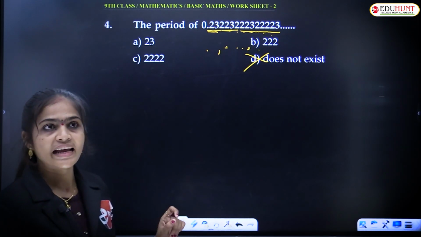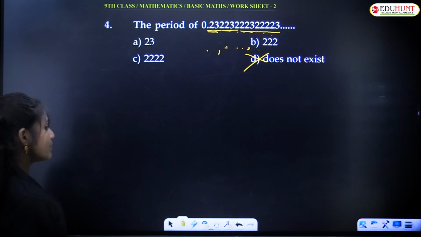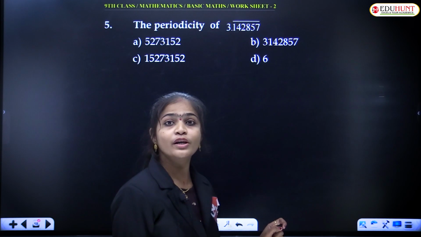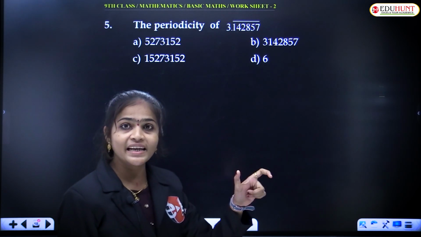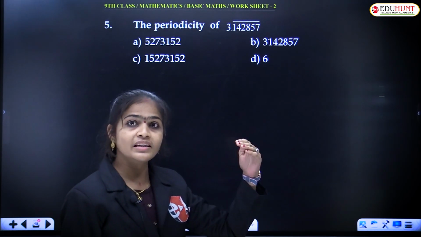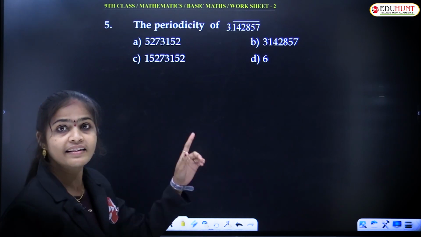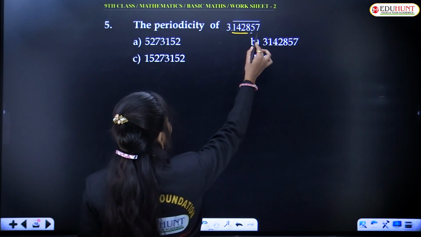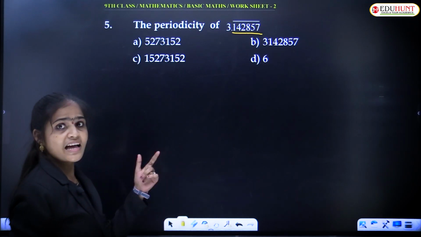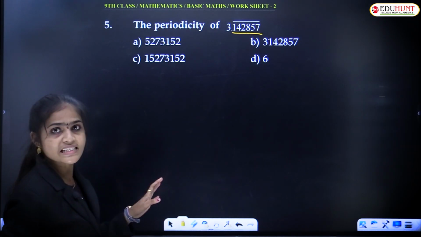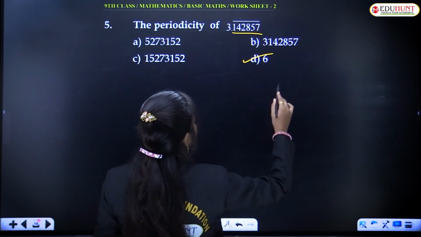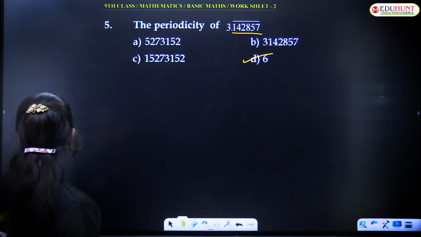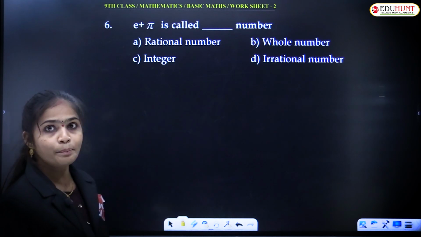Period does not exist. Come to the next one: the periodicity. Periodicity means what? The period is the number which is in repetition, and how many digits are there in that number is called the periodicity. So here how many digits are there? 1, 2, 3, 4, 5, 6. So 6 digits are in repetition. So here the periodicity is 6. Clear? Yes.